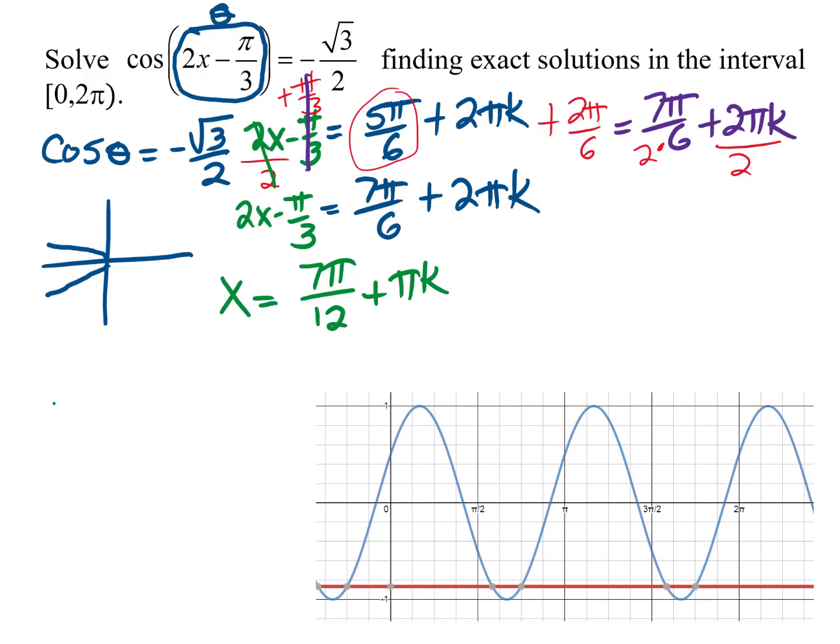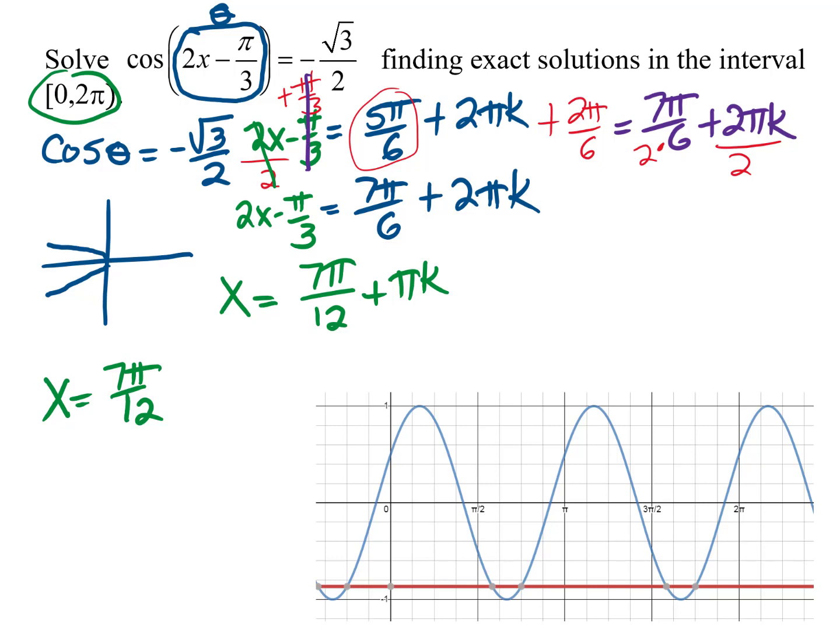Now I am interested in just finding the ones between 0 and 2 pi, so I'm going to write the first one, which would be if this k was 0. So 7 pi twelfths is the first one. Now I'm going to go to this second equation and solve this one for x, much the same way as I solved the last one.